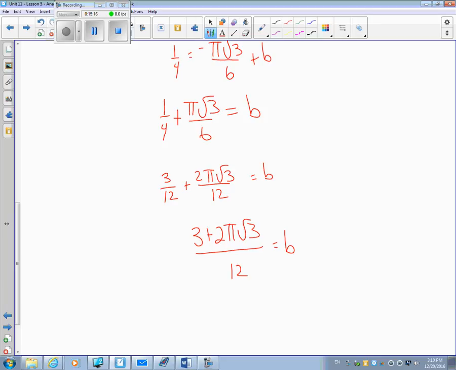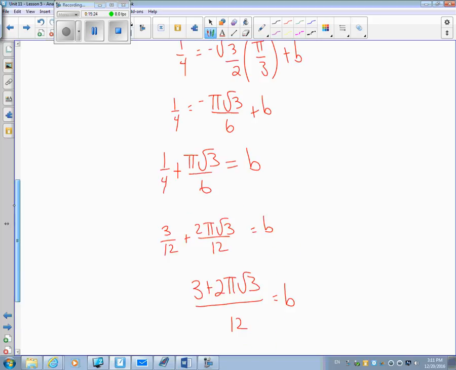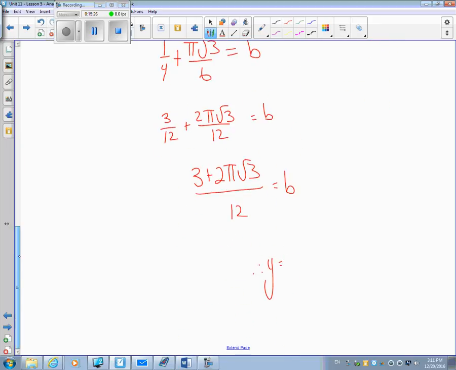Okay, so what's our equation? Our equation should be y equals m, and m was way back up here at the top, so we'll go get it. Negative root 3 over 2 x plus b. And b is this big messy fraction. Okay, and there's the equation of that tangent. It's really messy, nothing nice to work with, but it is our equation.